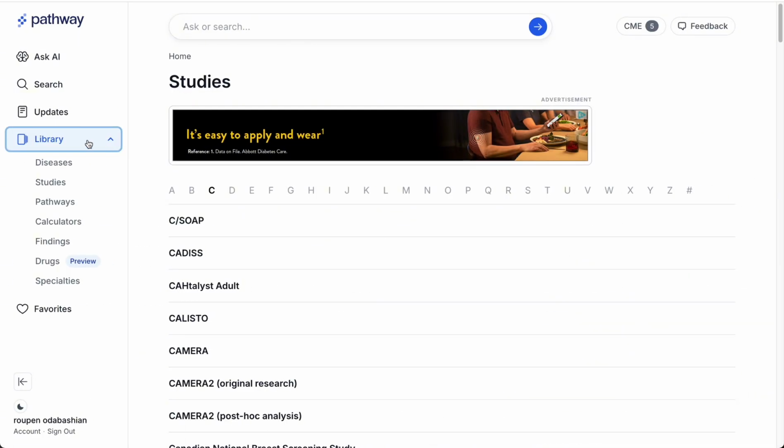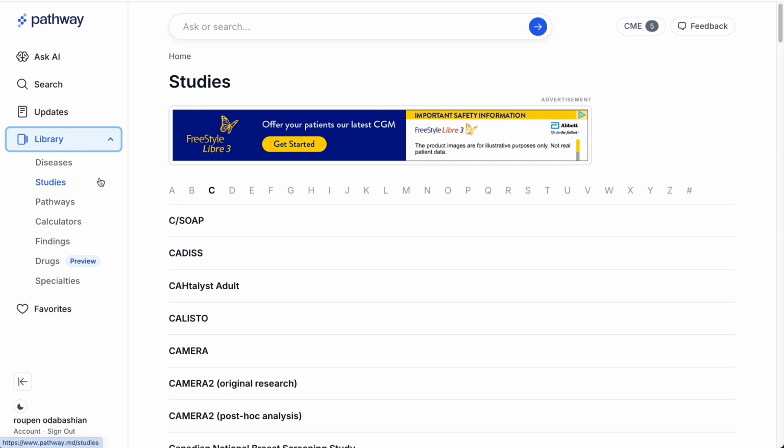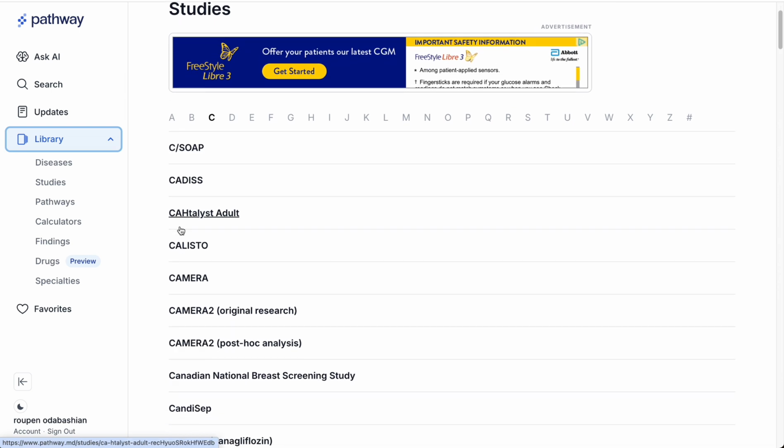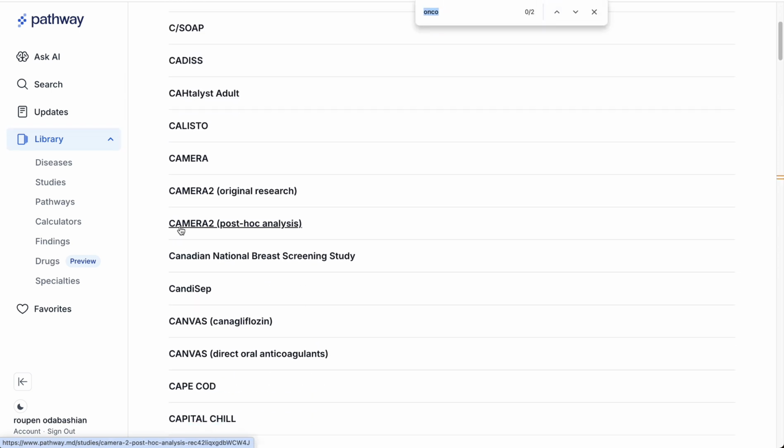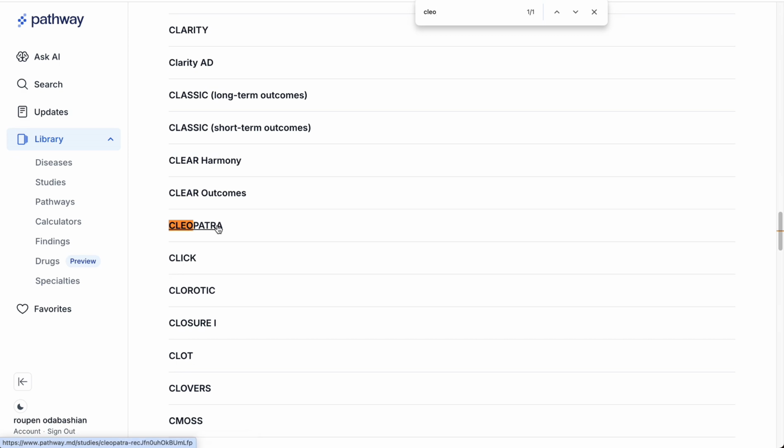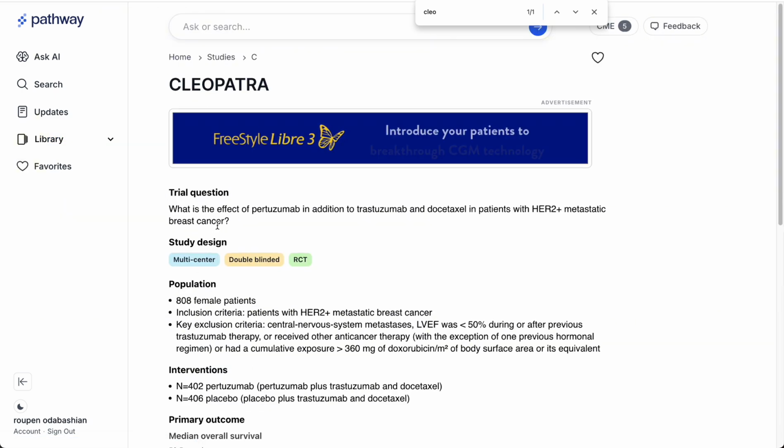Then under library, they have this studies section, which is also unique. I didn't see it in other clinical decision support tools. And this studies section literally gives you clinical trials. For example, I'm now in the C section, and I want to go to the Cleopatra trial. It's a very prominent trial in breast cancer in oncology. So if I click on it, so it's nice.